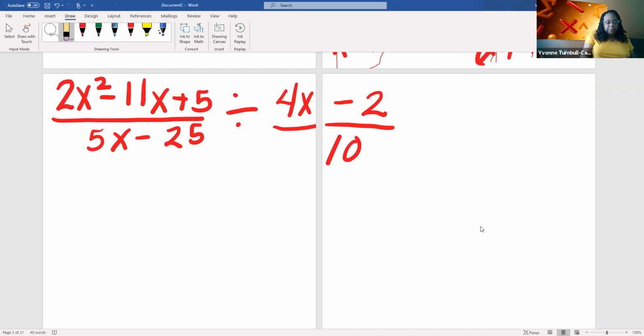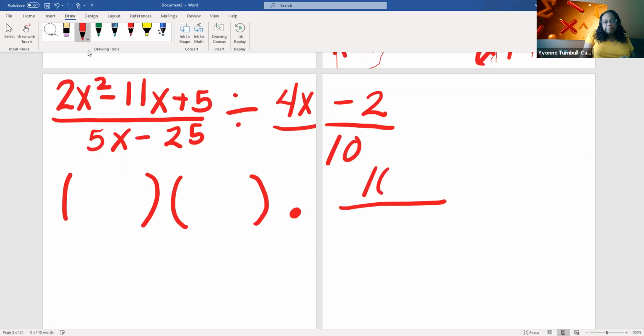I need my 2 parentheses. I'm going to make my multiplication symbol here. I'm going to flip that. Now, I'm going to do everything in one step this time. I'm going to do all my factoring at one time. So pay attention because it's going to be a doozy.